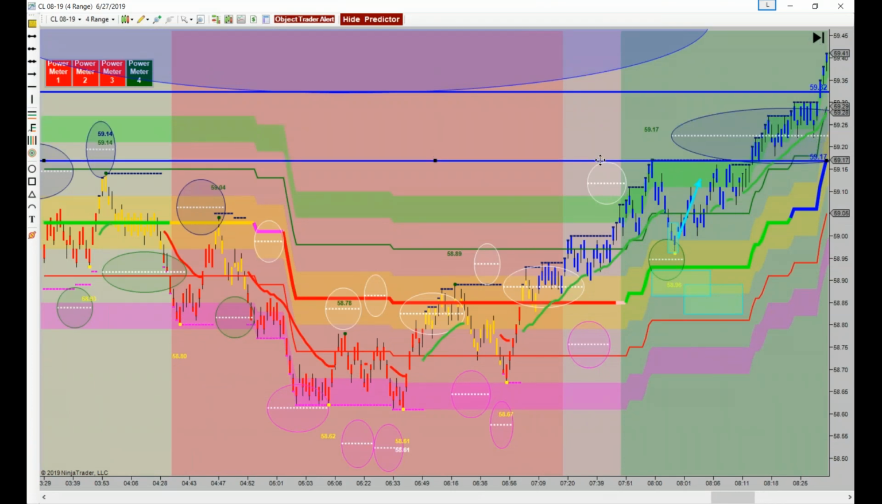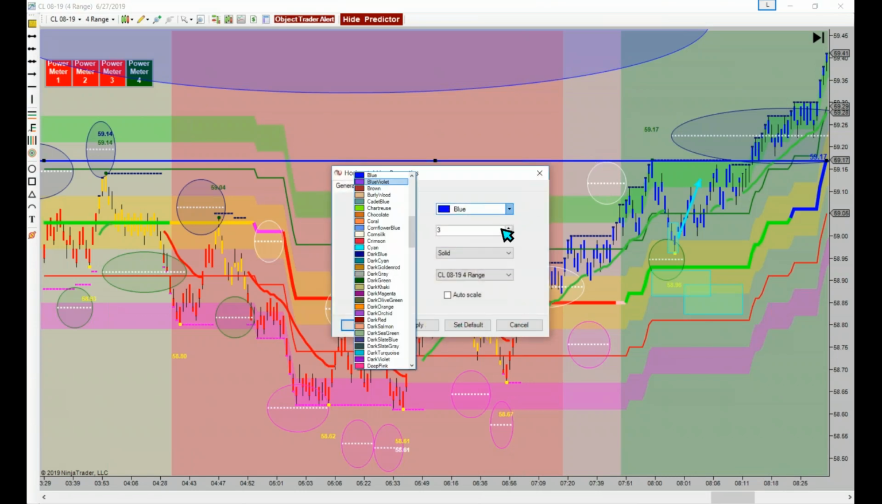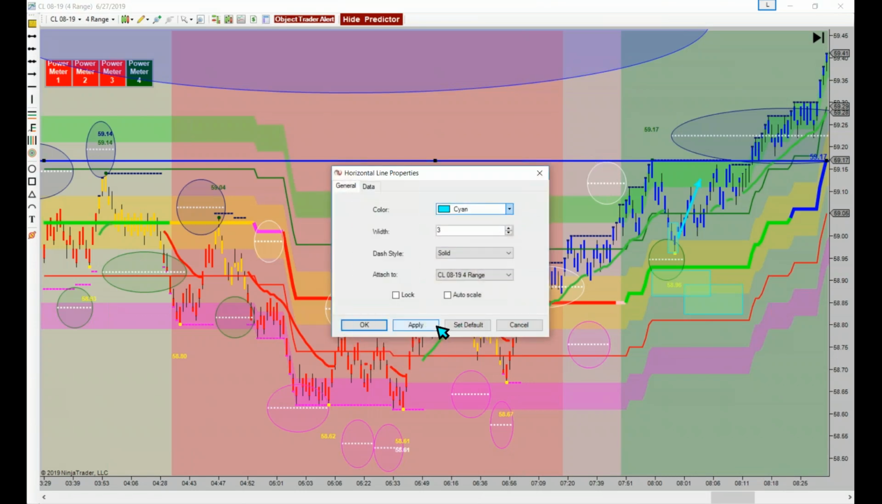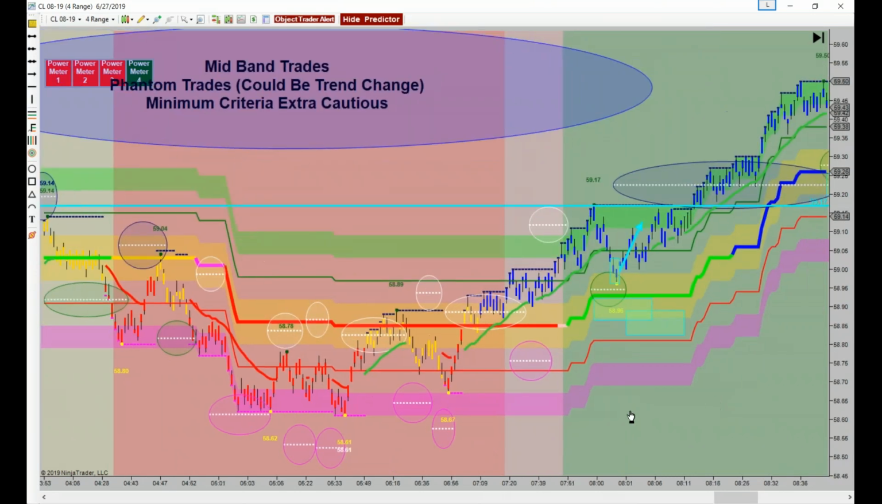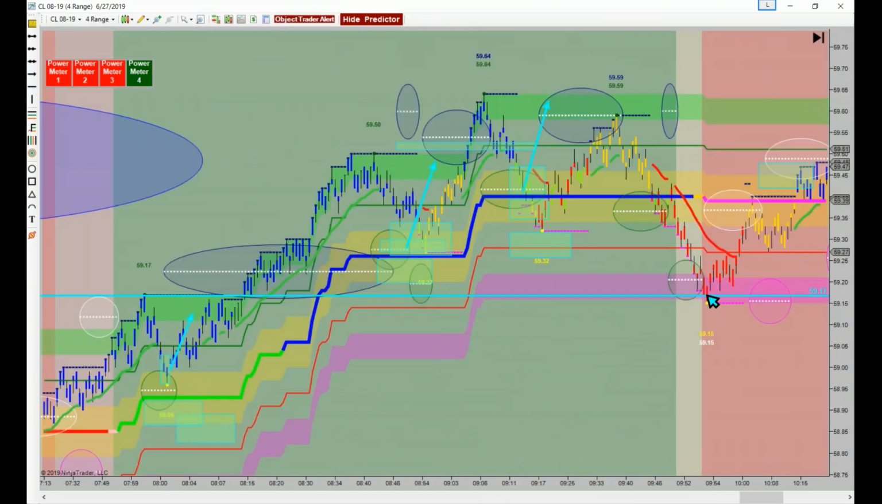But watch later on, I'll draw the line and we'll even change the color of it so that you'll see that it actually did touch it. We'll change it to that color just for the fun of it. See there? They will check them.